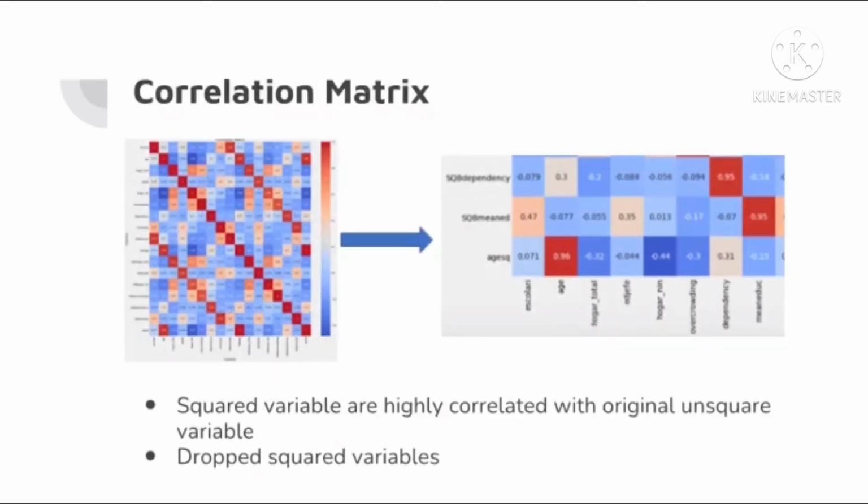Next, we notice that squared variables is not applicable for our proposed solution, as it is more useful for linear model. Moreover, the correlation matrix shows that the squared variables such as SQ Bescalari, SQ Baget are highly correlated with their original unsquared variables. Therefore, we have dropped them to reduce feature dimensions.